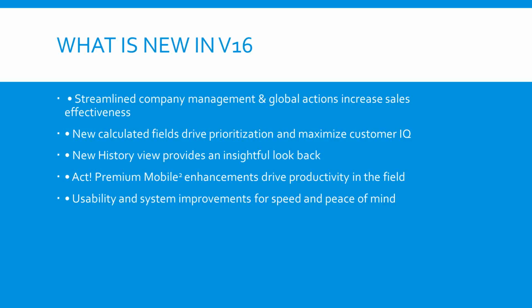Calculated fields, we're able to calculate fields in version 16 based upon dates or numbers. The history view I'll show you gave us a way to look at the history of, for example, what happened for this week, this month, this year. It's really simpler than running a report. The Premium Mobile, I'll wait and show you that, but basically it's a simplified version of ACT for Web that works on handhelds and tablets, and they added features that make it better to work in the field.